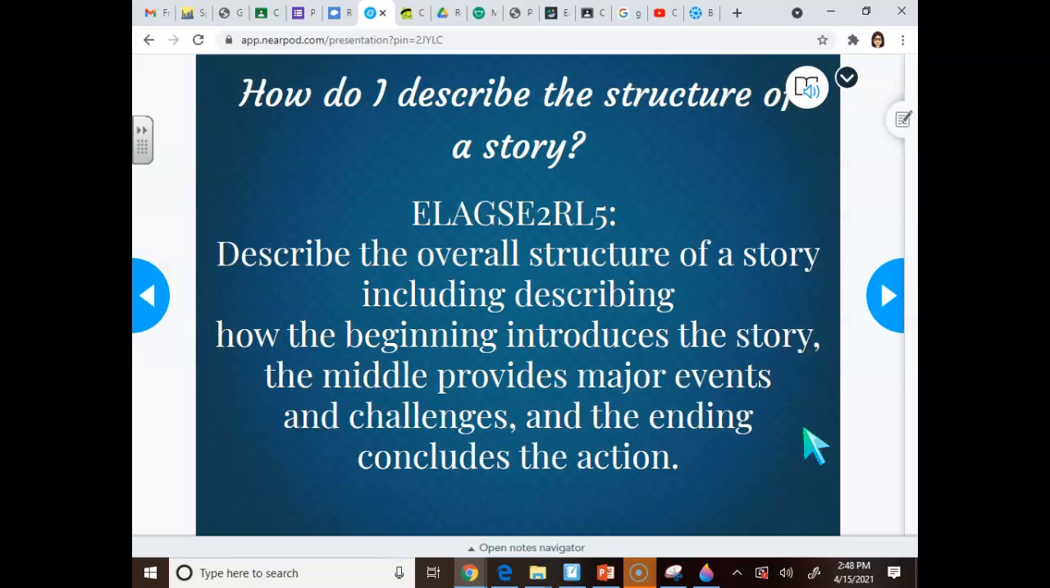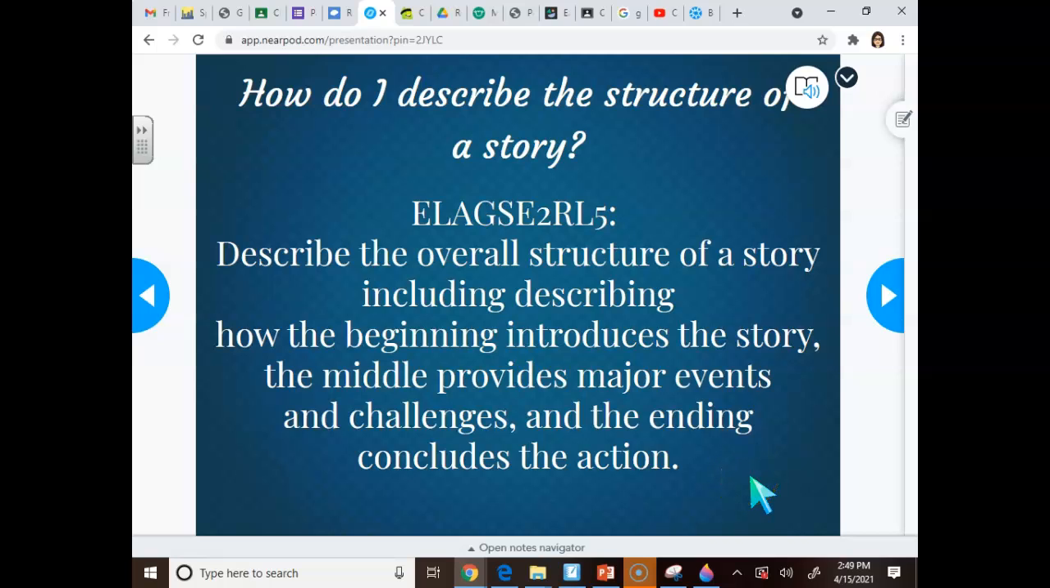Hi, boys and girls. Let's review the overall structure of a story. So, parts of a story. All right, remember, a story is divided into 3 parts. You have beginning, middle, and end.